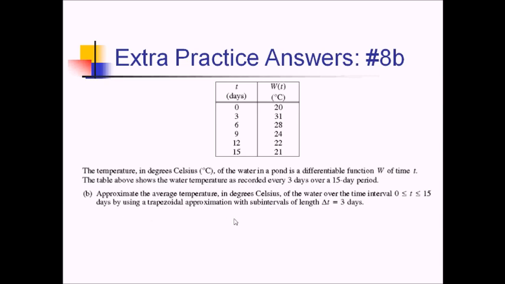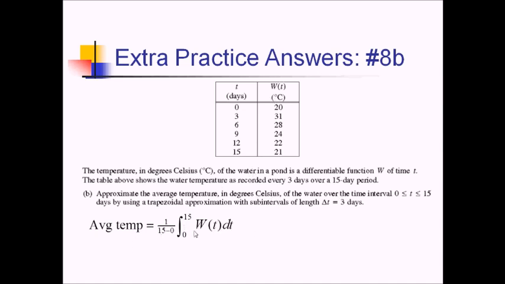Average value is going to be 1 over b minus a times the integral from a to b of our function. So that's going to be 1 over 15 minus 0 times the integral from 0 to 15 of the w function, because that's what we want the average value of.